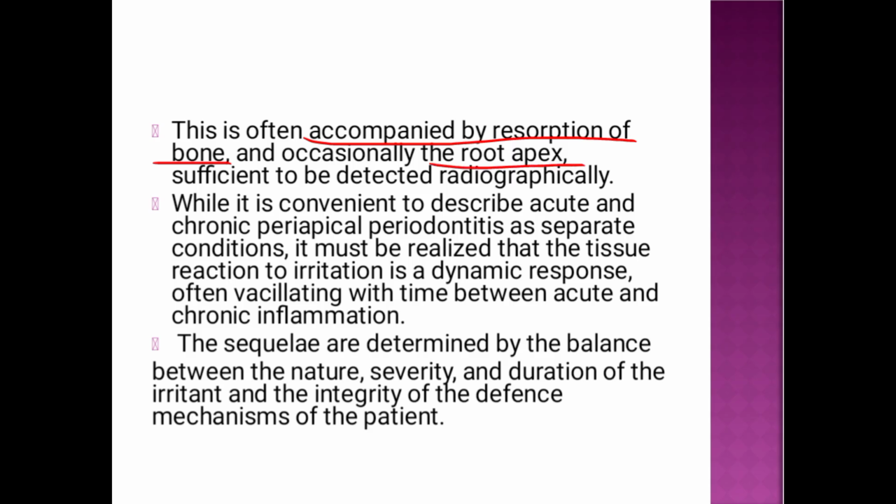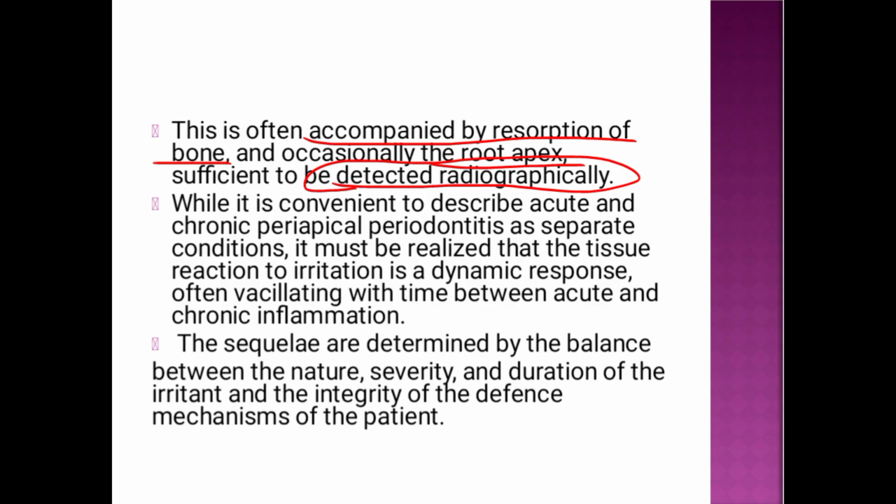Occasionally the resorption at the root apex is sufficient to be detected radiographically. You can see it on the radiograph: when there is resorption, that area will be blackish, meaning it will be more radiolucent, as you will see in the radiographs.